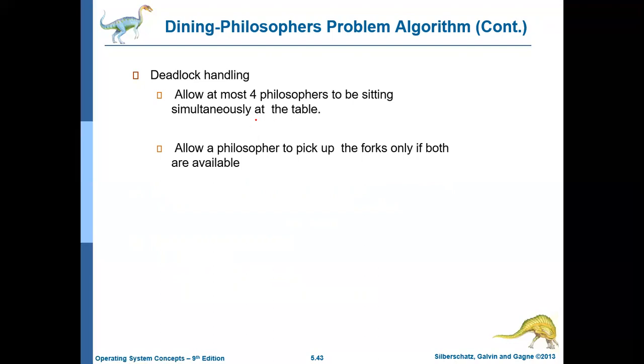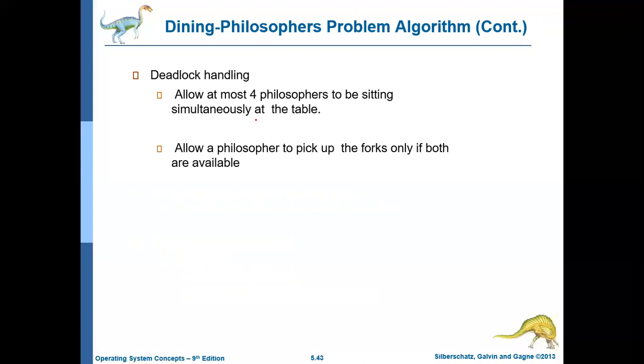The other solution is, you allow a philosopher to pick up the chopstick or fork only if both are available. The problem is created because all the philosophers first pick the left chopstick, and then they wait for the right chopstick. So before picking up any chopstick, a philosopher should check whether both the chopsticks are available or not. Only if both are available should they be allowed to pick. Otherwise, they should not pick. That is the second solution.